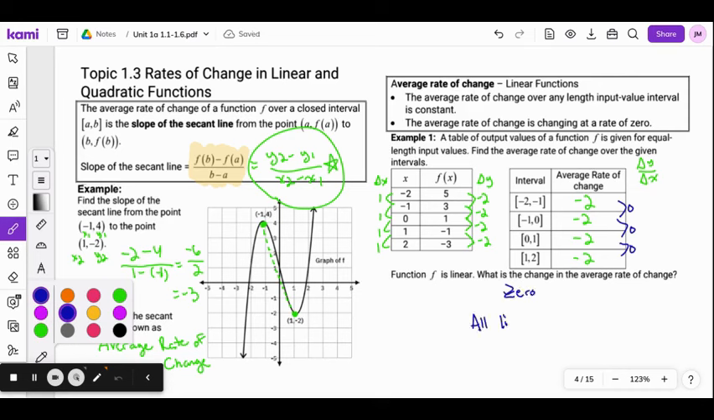All linear functions' average rate of change changes at a rate of 0. So we're finding the average rate of change here. This is the average rate of change, but then we need to find the change of the average rate of change.